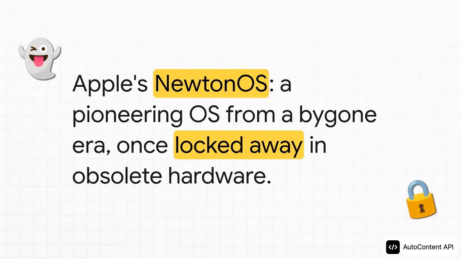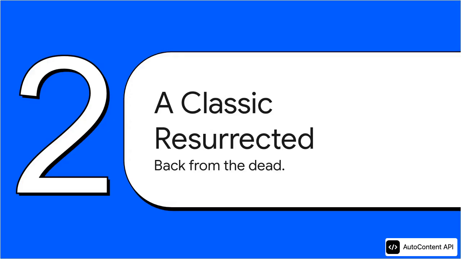And a perfect example of this? Apple's Newton OS. We're talking long before the iPhone. The Newton was this revolutionary device with features like handwriting recognition. I mean, it was an OS that was years, maybe decades ahead of its time. But then, when the hardware was discontinued, the OS was effectively locked away, this brilliant piece of code just trapped inside a museum piece. But what if you could actually free that ghost?